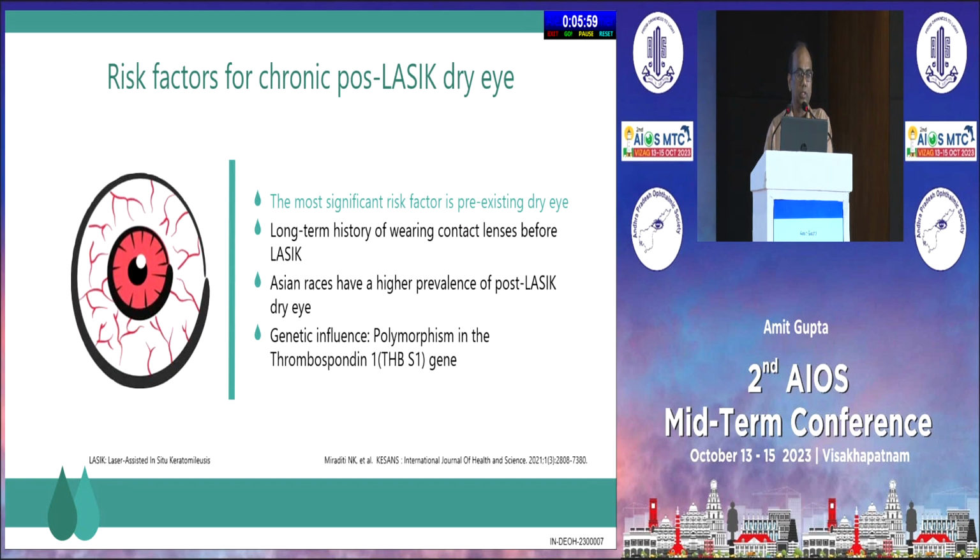So any contact lens patient, despite you discontinuing the lens for 2 weeks or so for the stabilization of the keratometric readings, should also be thoroughly evaluated for dry eye. Asian races have a higher prevalence of post-LASIK dry eye. And there is a small military study on the genetic influence of polymorphism in the thrombospondin 1 gene, but this has not come into clinical relevance in India or abroad also.